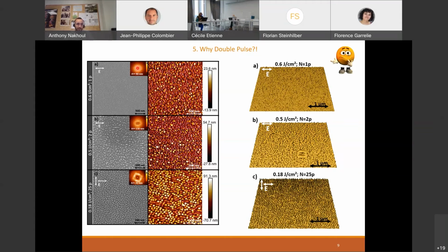And now I took 2 by 2 micrometer. I did the test on AFM, 2 by 2 micrometer, and I obtained this result here on the right. Here we can clearly observe that there is a difference in the height. Using this one pulse that was 0.6, we observed that the maximum height was only 23.6 nanometers.